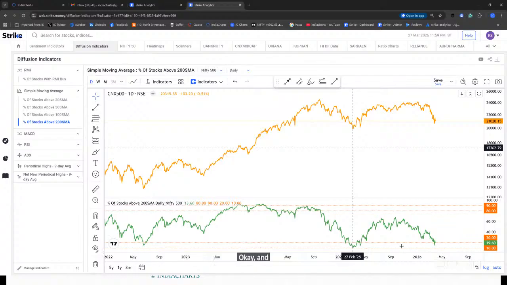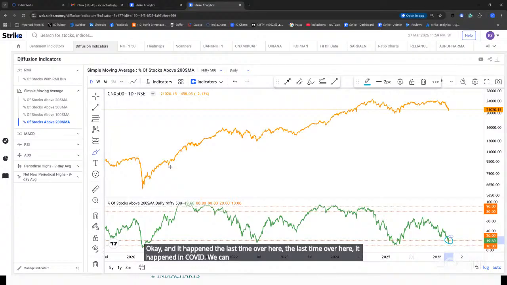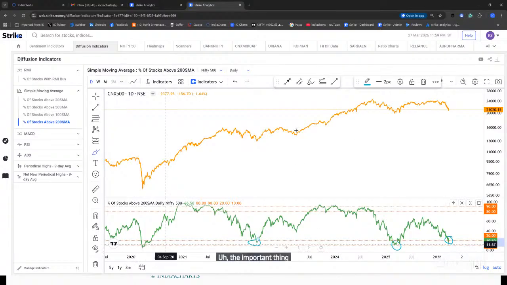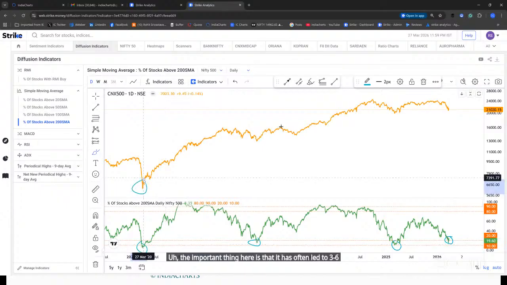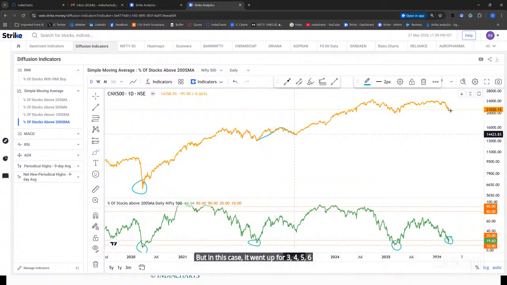It happened the last time over here, in COVID. I can even go back and show you more previous moments. The important thing is that it has often led to 3 to 6 month gains. Here it went up, it came down, then it went up a lot more later. In this case, it went up for 3, 4, 5, 6 months and then came down also. But the point is that it was an important starting point for the coming months. That's how oversold this was.